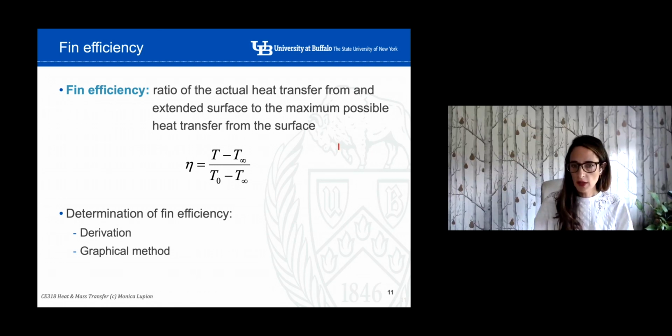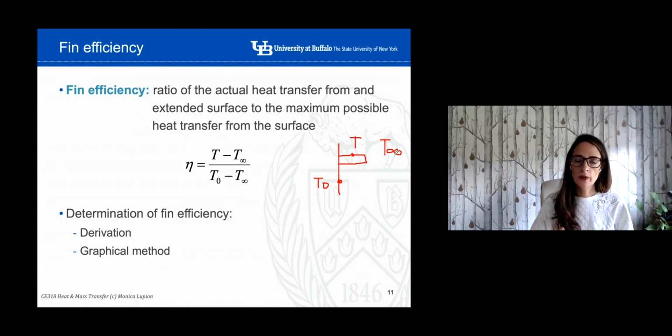So if the surface without the fin is at T0, the maximum heat that can be transferred between the surface and the environment is h A (T0 minus T infinity). If we have some elements here, and instead of being T0 this would be a temperature T, the heat that will be released from the fin will be equal to h, the area of the fin, (T minus T infinity).